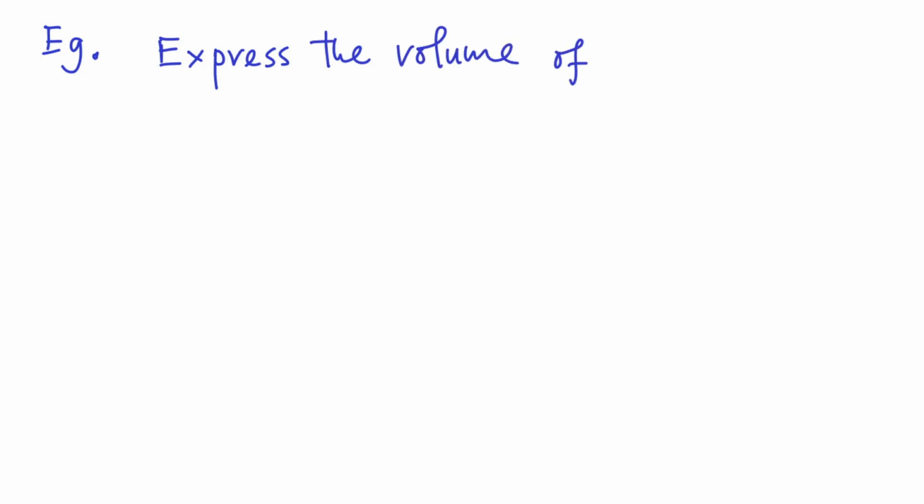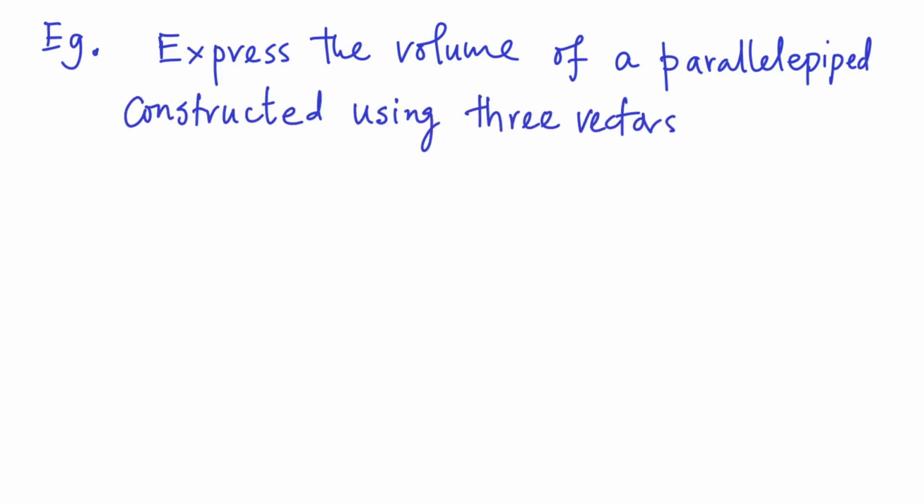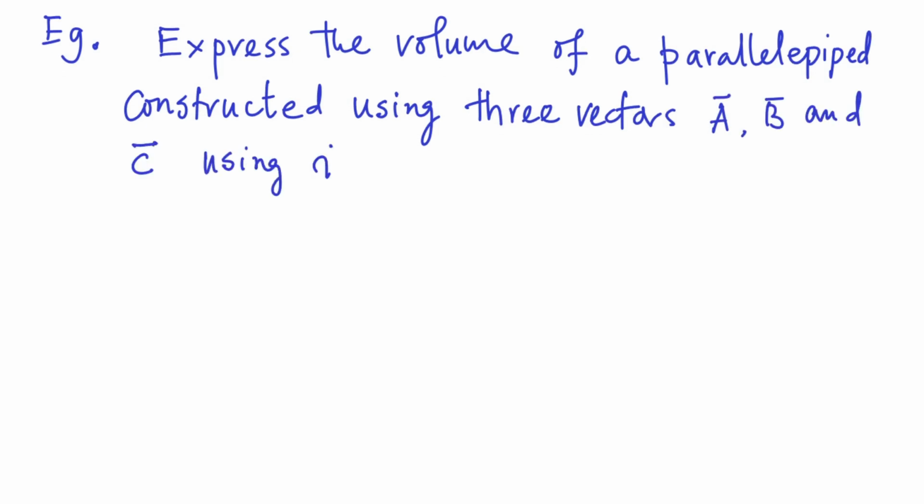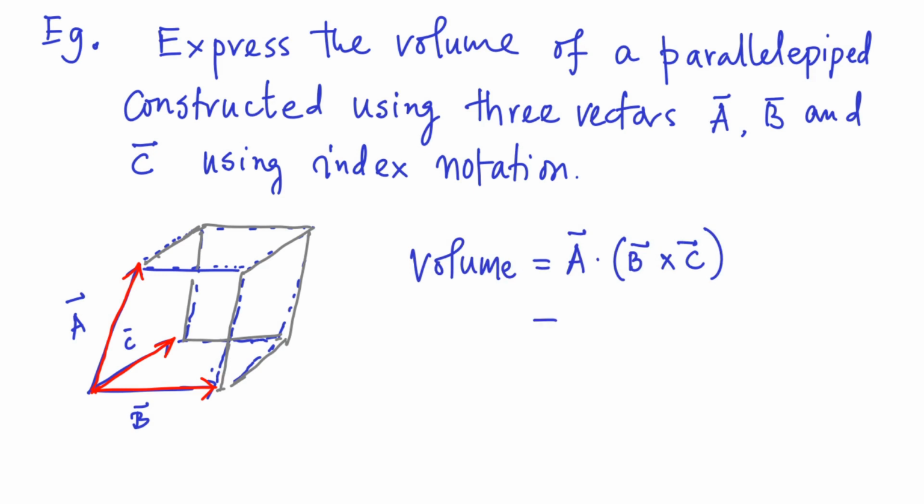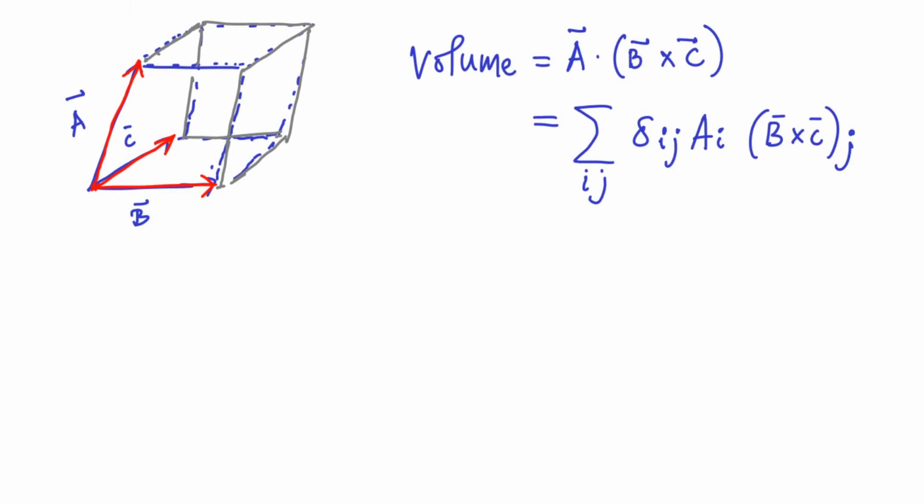Let us now consider an example where we use the Levi-Civita symbol. Express the volume of a parallelepiped constructed using three vectors A, B and C using index notation. As you see in the diagram, the volume of the parallelepiped constructed using these three vectors can be written as A dot B cross C, and you may have seen it earlier as well.